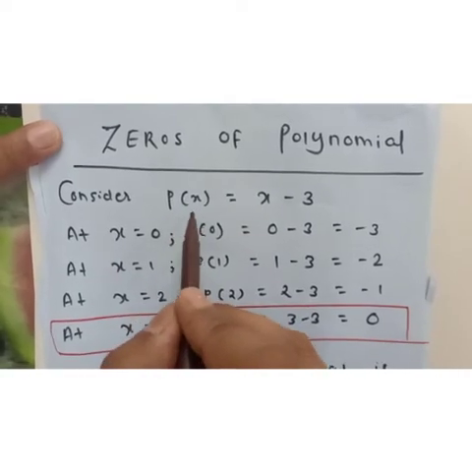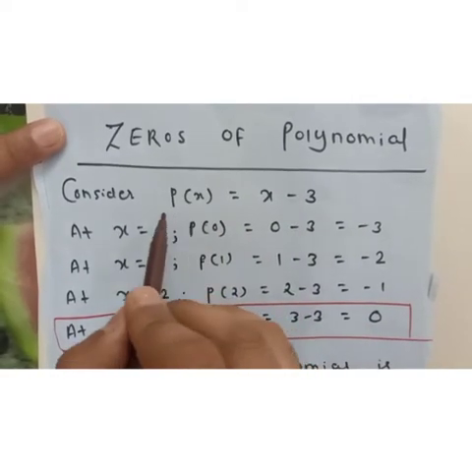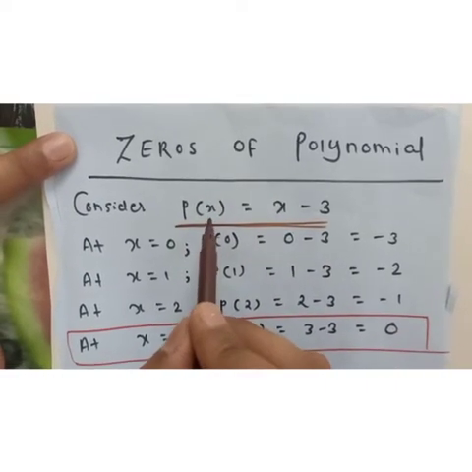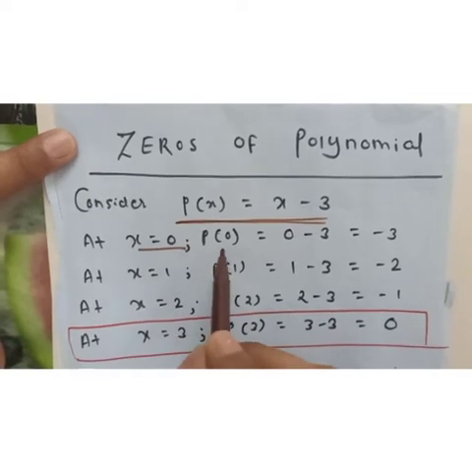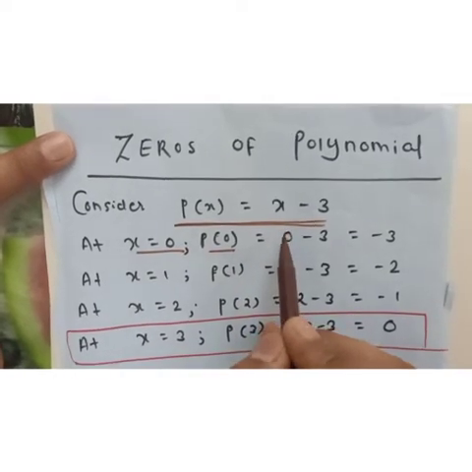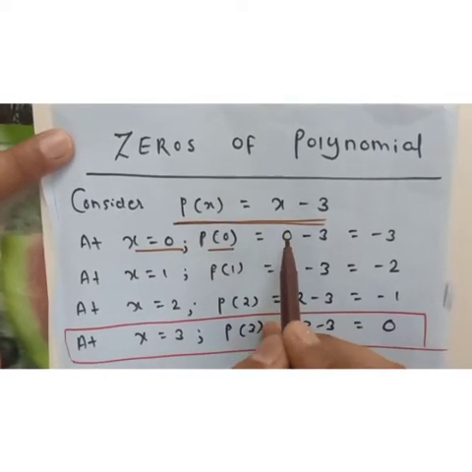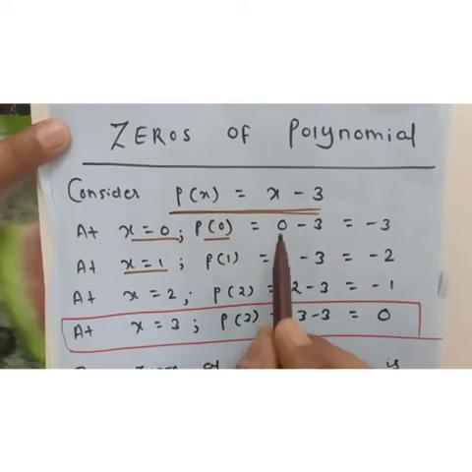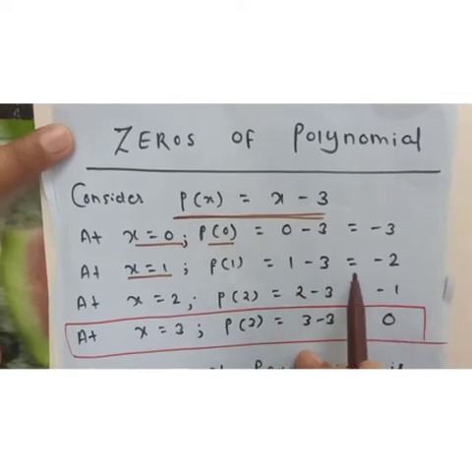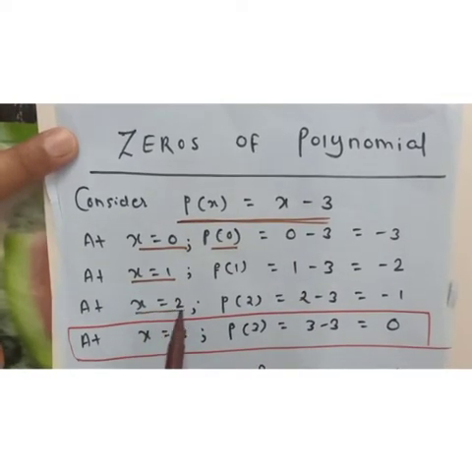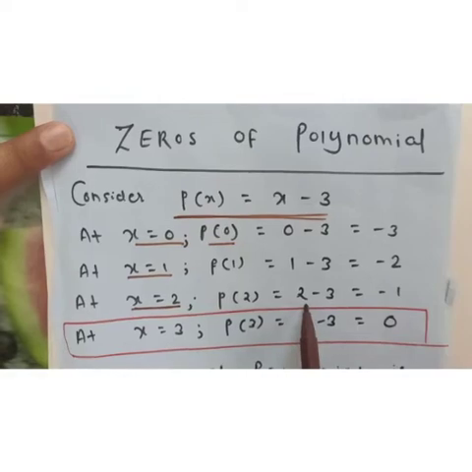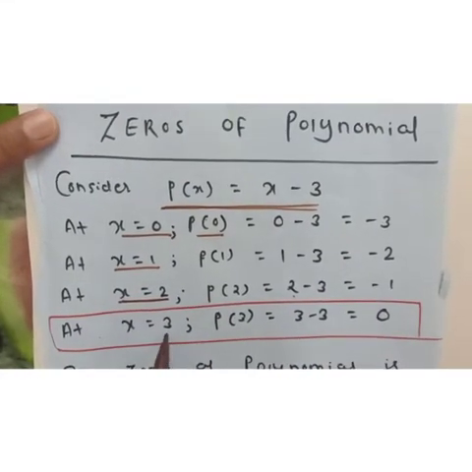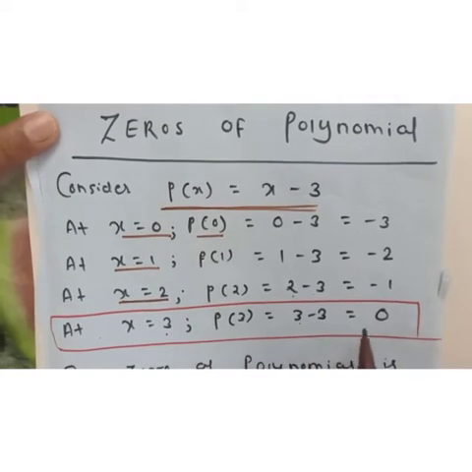Let us take an example, p of x equals x minus 3. This is a linear polynomial, right? So we will substitute the value of x one by one. Let's take x equals 0. So 0 minus 3 equals minus 3. At x equals 1, the polynomial becomes 1 minus 3, that is equal to minus 2. Let's take x equals 2. At x equals 2, the polynomial becomes 2 minus 3, that is equal to minus 1. At x equals 3, the polynomial becomes 3 minus 3, that is equal to 0.